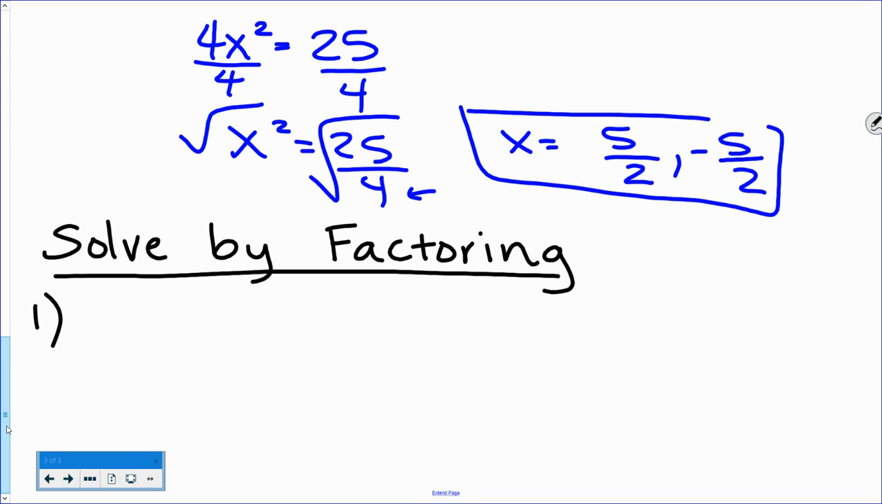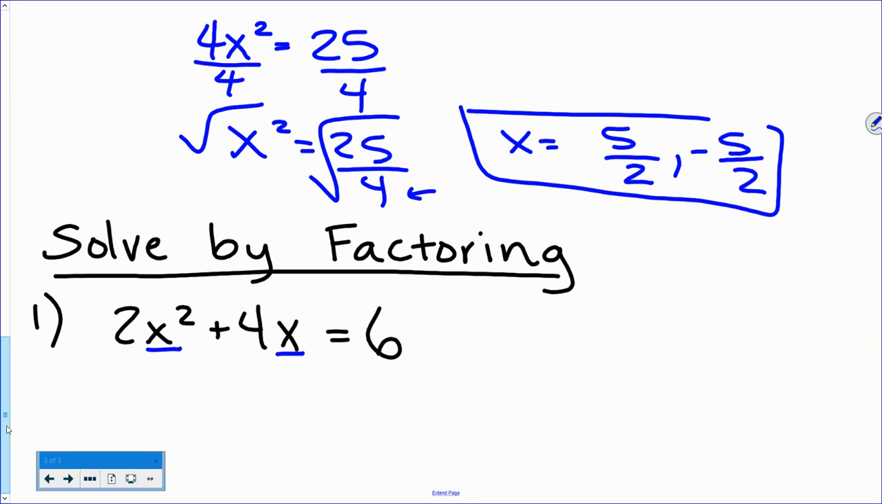All right, so my first example, 2x squared plus 4x equals 6. You might look at this and go, well, that wasn't that hard, solving with square roots. I've got an x squared here. I'd like to solve with square roots. All right, I can't solve with square roots here because I have an x and an x squared.